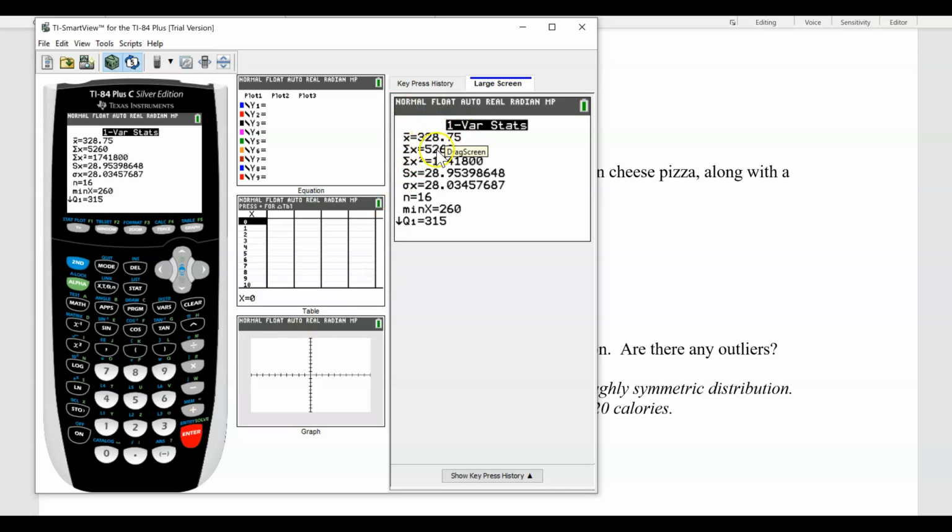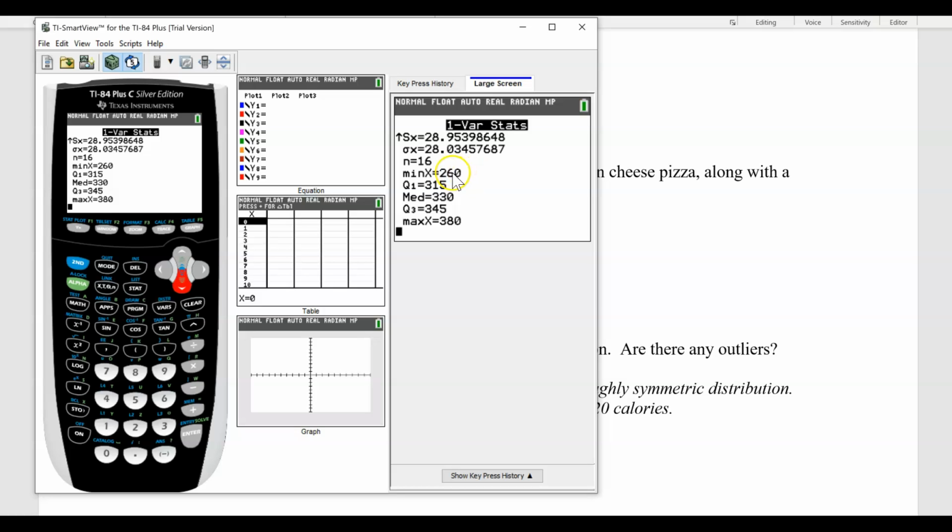I don't have to worry about these summations. This Sx number here, 28.95, is a really helpful measure of spread. We'll talk about that more in the next section of the chapter. But this number here means that on average, if I randomly select any one of these 16 pizzas, I can expect the calories in that pizza to differ from 328.75 by about 28.95. The second, this is your population standard deviation. This number assumes that we have all of the pizzas in the entire population, which we don't, and we generally never have. And now you have your 5-number summary.